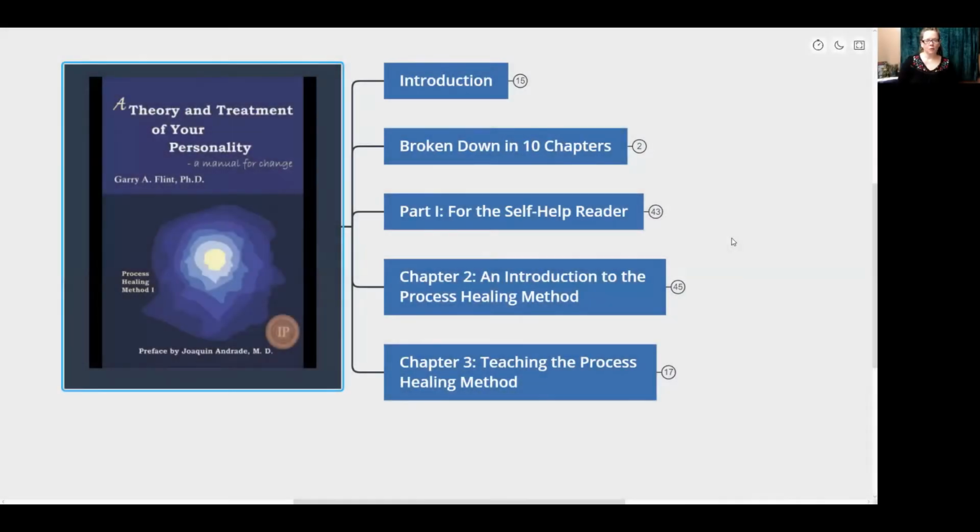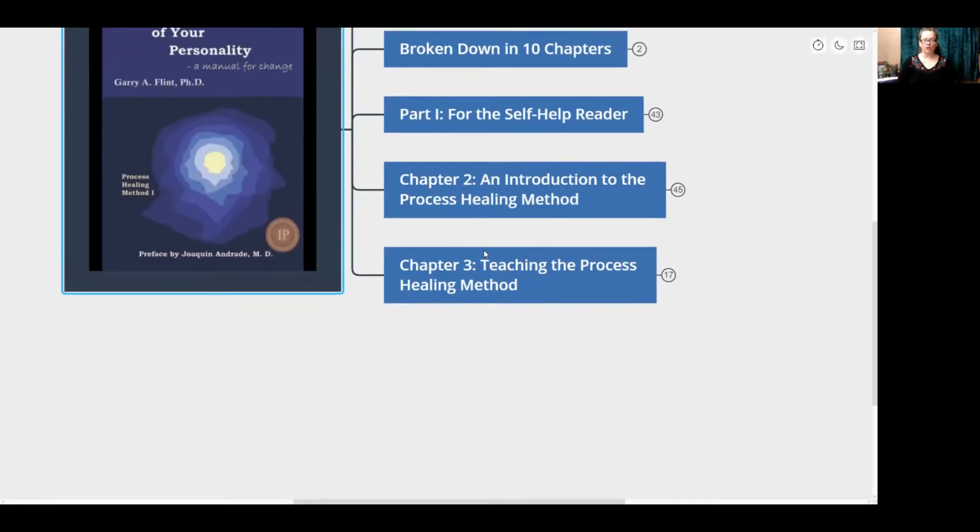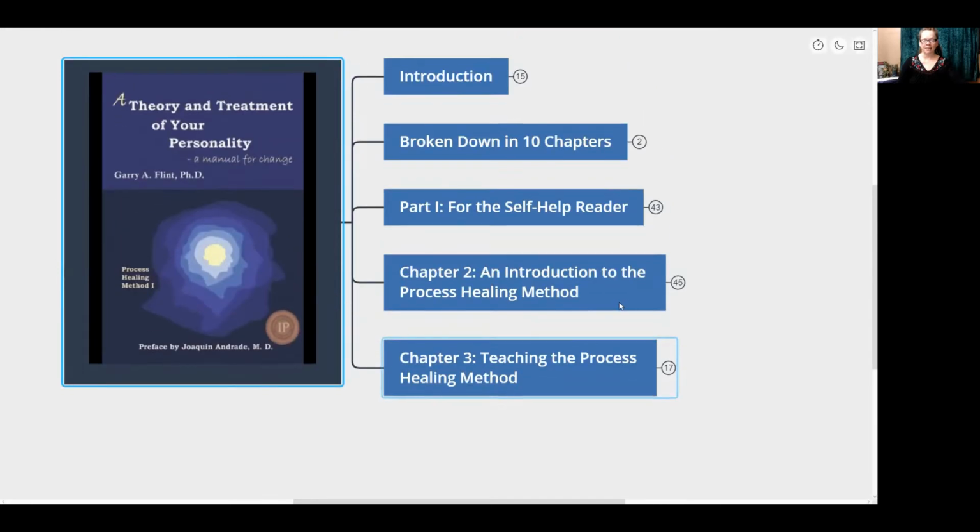So we are moving right along in this book. And again, we are just going over the first 3 chapters that Dr. Flint provides for free on his website. And so we're going to be going over chapter 3 today, teaching the process healing method.